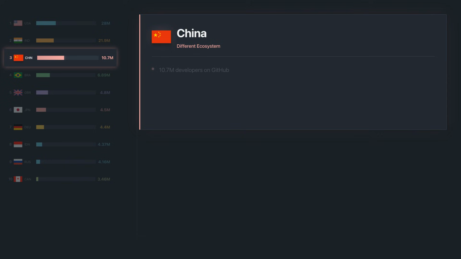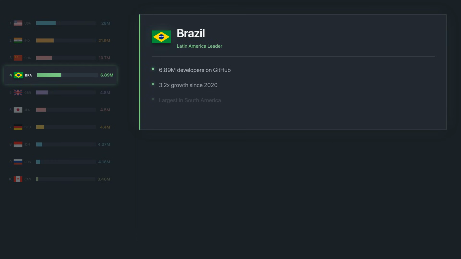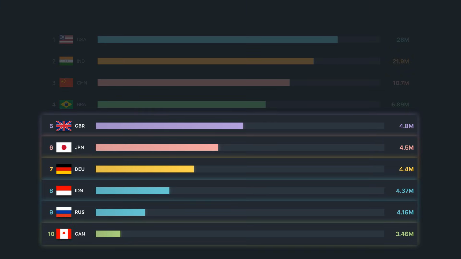China holds third place at 10.7 million, surprisingly low for the world's largest population. Platform restrictions and local alternatives like Gitee explain the gap. Brazil is the Latin American powerhouse with almost 7 million developers. Sao Paulo is now a top 10 global tech hub. Then we have the United Kingdom and Japan, followed by Germany, Indonesia, Russia, and Canada. All of these countries continue to hold their places in the top 10.